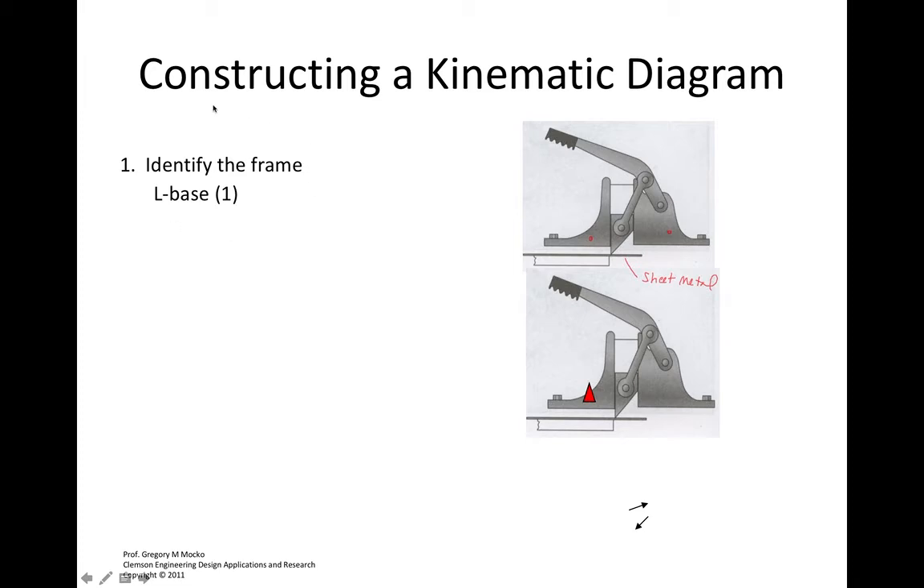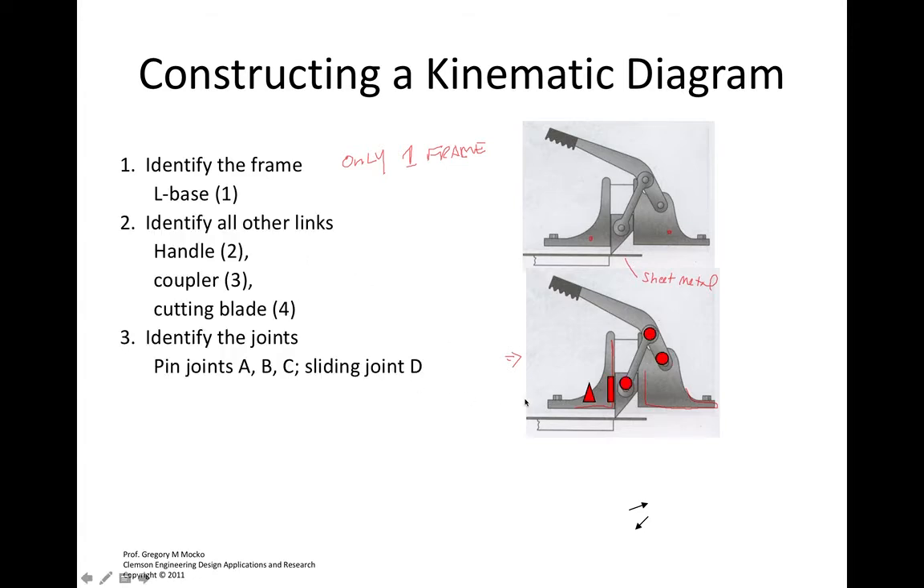The first thing is we're going to identify the frame. So this part is the frame. Now what you'll notice is the following. We've got the left side and the right side of this device. There's 2 separate pieces. There's always only one frame. Always. Despite the fact that physically these are 2 pieces, there's always only one frame.